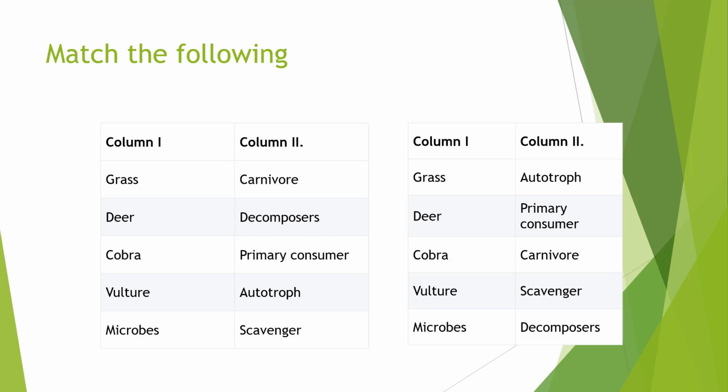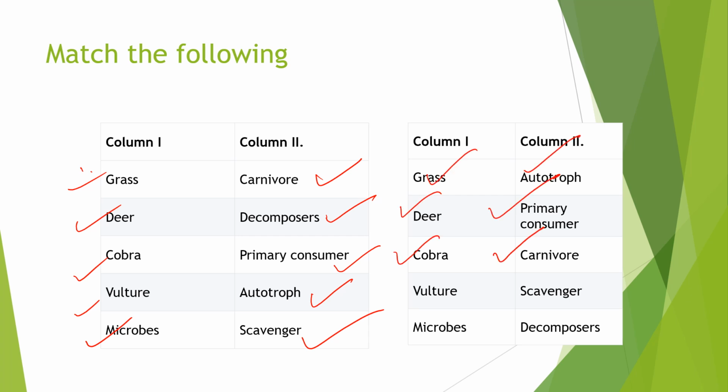Now match the following here. They have given you grass, deer, cobra, vulture, microbes. In column 2: carnivores, decomposers, primary consumer, autotroph, scavenger. It is very easy. I have done it for you as well. So grass is an autotroph, deer is a primary consumer, cobra is a carnivore, vulture is a scavenger, and microbes are decomposers. So please do go through it.